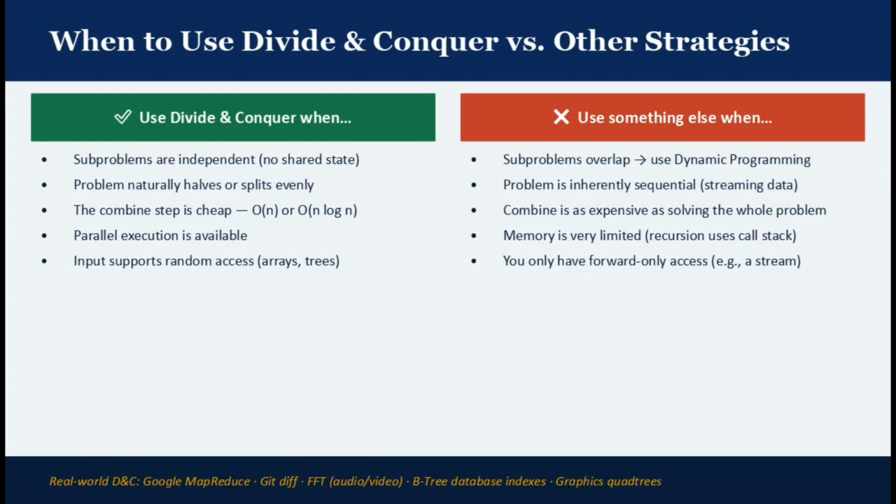Here is how pervasive divide and conquer is in real technology. Google's MapReduce framework, which powers some of the largest data processing jobs in the world, is fundamentally D&C. Git uses it to compute diffs between file versions. The fast Fourier transform that enables audio compression uses it. Database B-trees use it for fast lookups. And 3D graphics engines use it to decide which objects are visible on screen. When you understand divide and conquer, you understand the skeleton of modern computing.